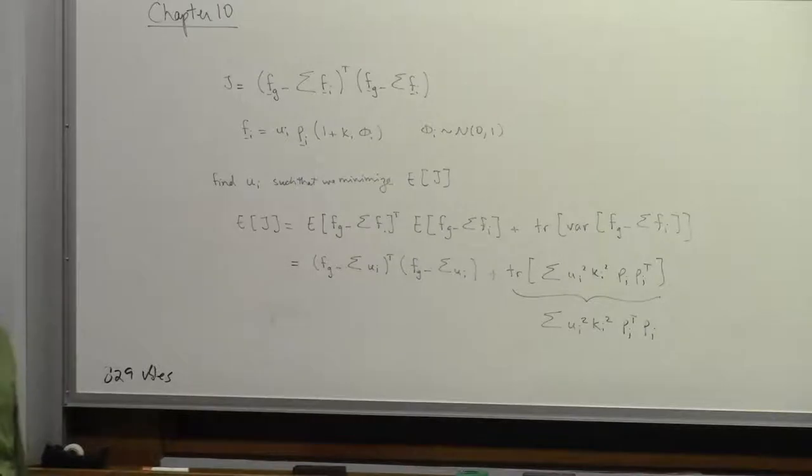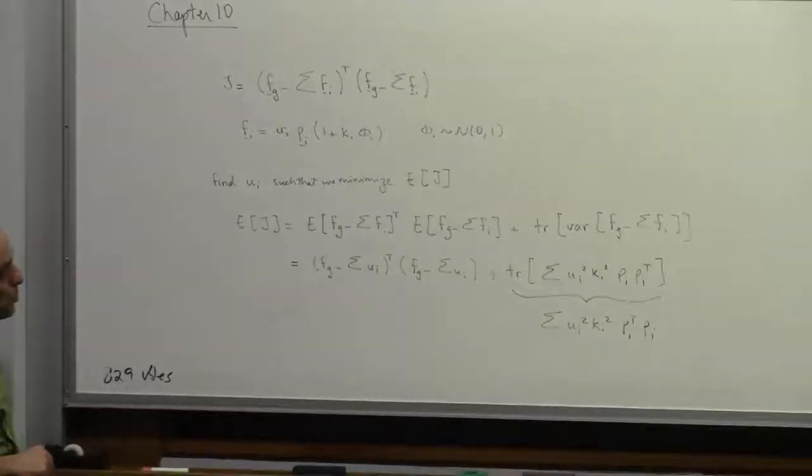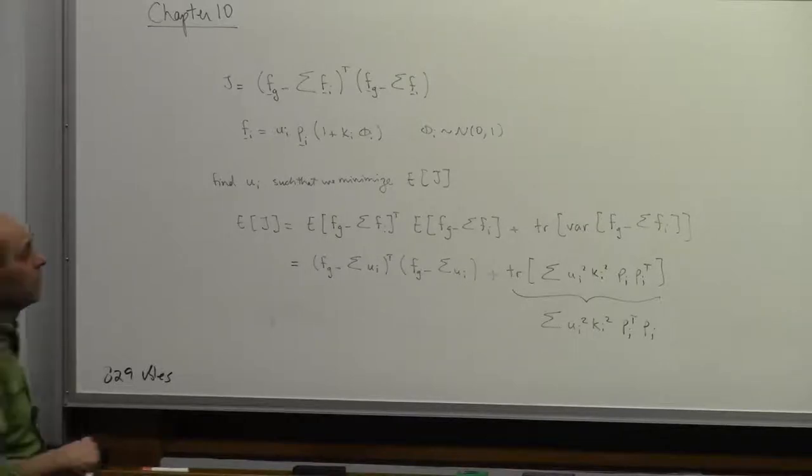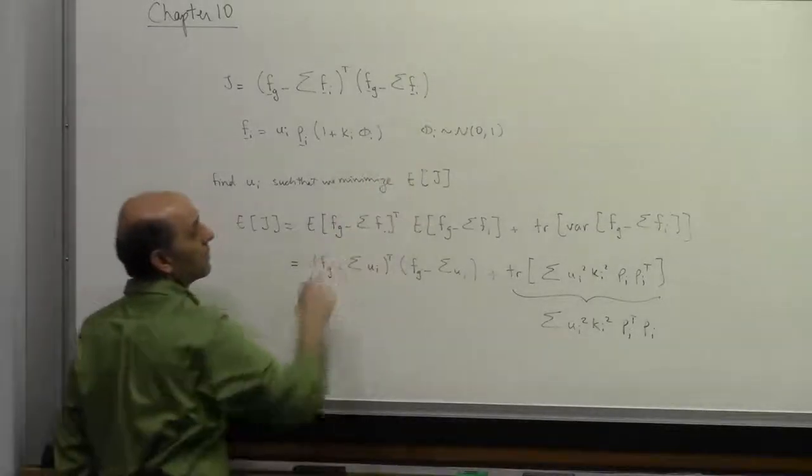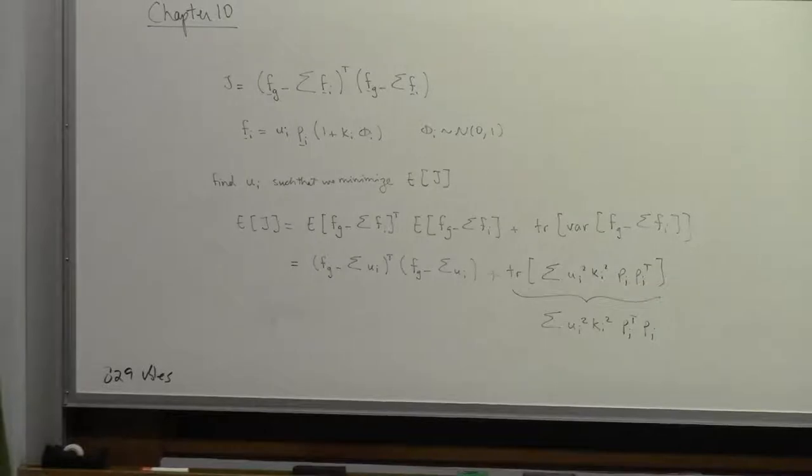Yeah. How do we, inside the trace, go from the variance of Fg minus sum of Fi to this sum? Trace of the sum, yeah. Well, the only random variable is Fi, the sum of Fi. And they're independent. Yeah. Okay. Because the noises here are phi i's, they're independent. Yeah.